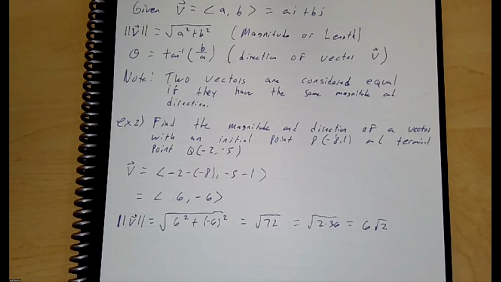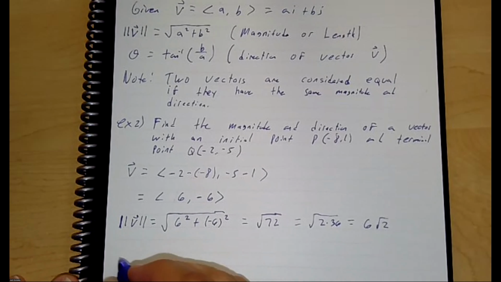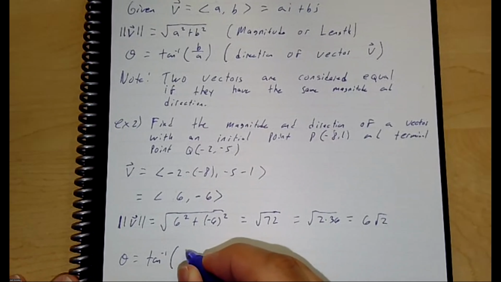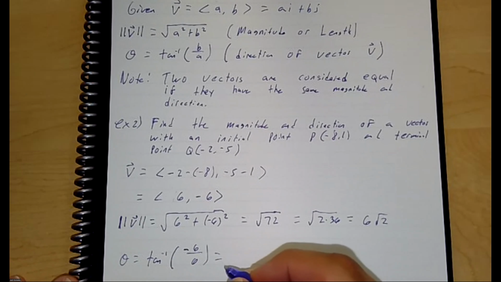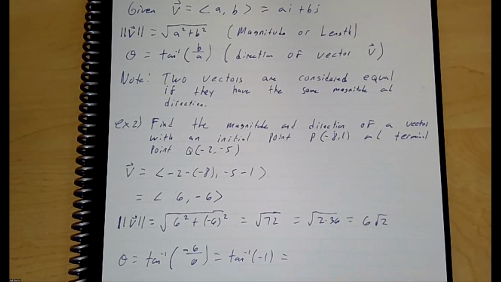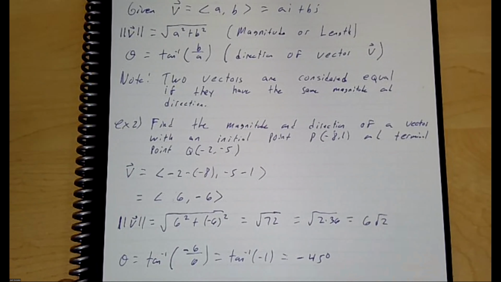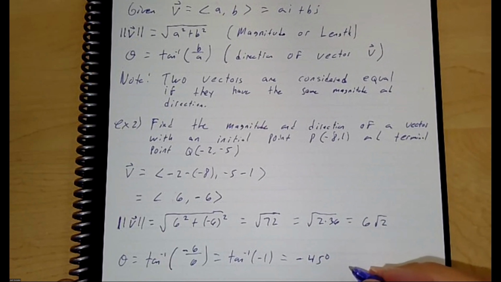All right. Then find your angle, your direction. Theta will be tangent inverse of B over A, so -6/6, which is tan inverse of -1. Which is -45 degrees, right? It's down here. Yeah. Okay. So there's my direction.